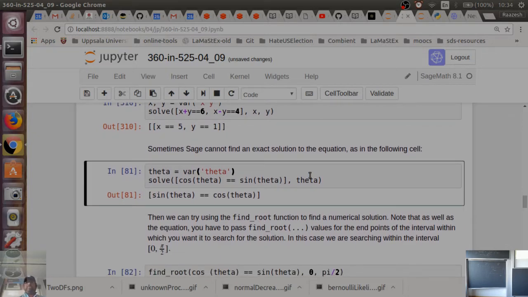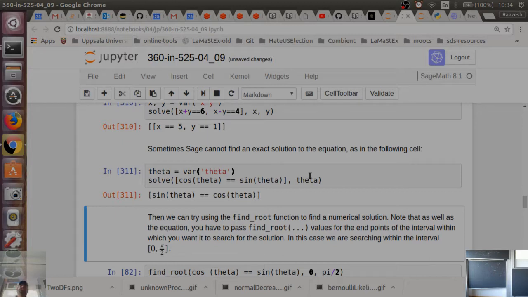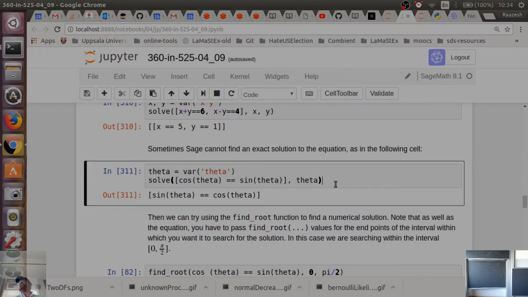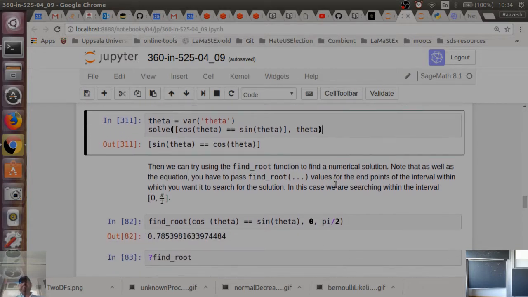So sometimes it will not be able to find the exact solution. It will just give you some identity back at you, sine of theta, cosine of theta. This is, oh, that's the break.